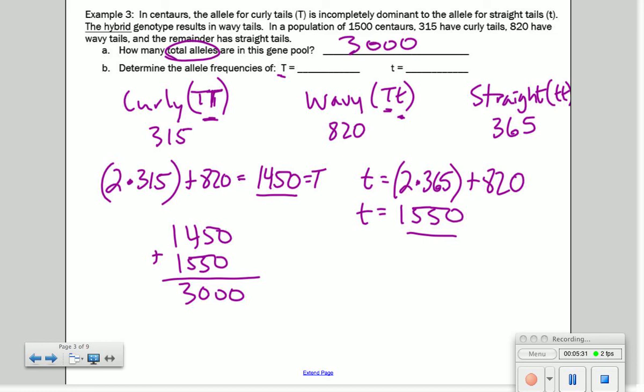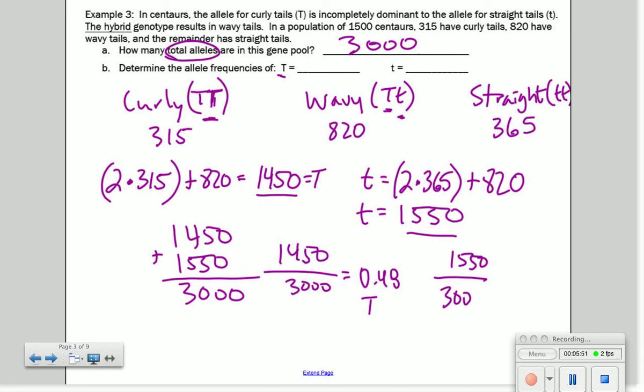And then finding the frequencies is just a matter of taking the number of alleles for your big T divided by the total number of alleles. So 1,450 divided by 3,000, you get 0.48, and this is for big T. And then 1,550 divided by 3,000, 0.52 for my little t. So for big T, it's 0.48, and 0.52 for little t. There's example 3.